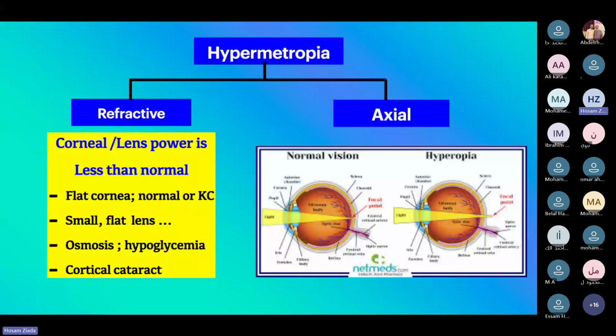So before going to the next slide, how to treat... Excuse me, give me just two seconds.